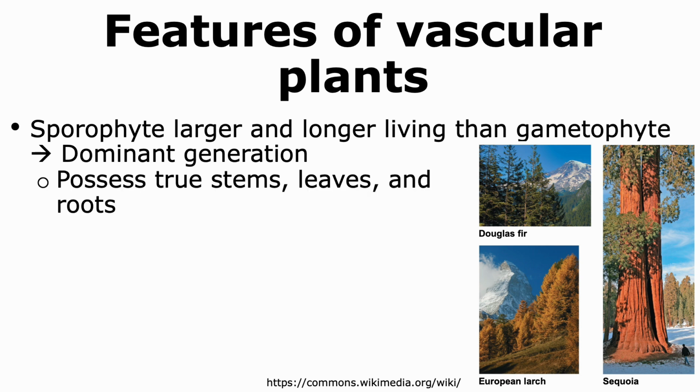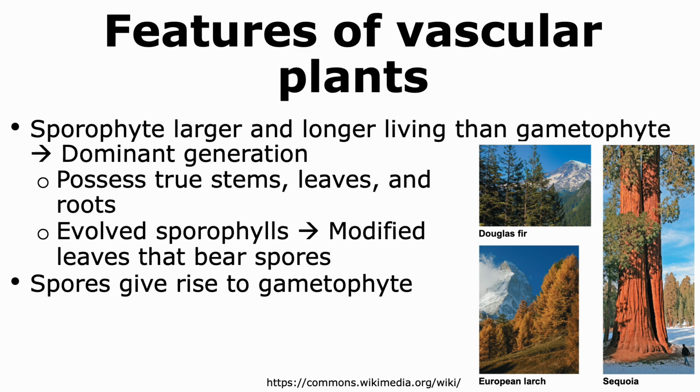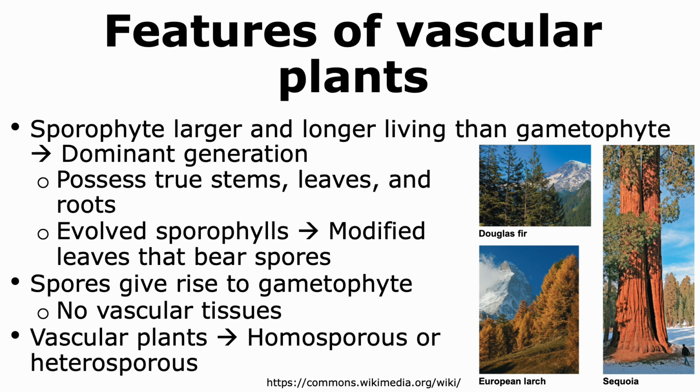All vascular plants possess true stems, leaves, and roots, and evolved modified leaves called sporophylls. These sporophylls bear spores which arise due to meiosis. The spores, which are haploid, give rise to the gametophyte. It should be noted that the gametophyte has no vascular tissues, and hence it is only the sporophyte that has vascular tissues. Vascular plants can be homosporous or heterosporous.